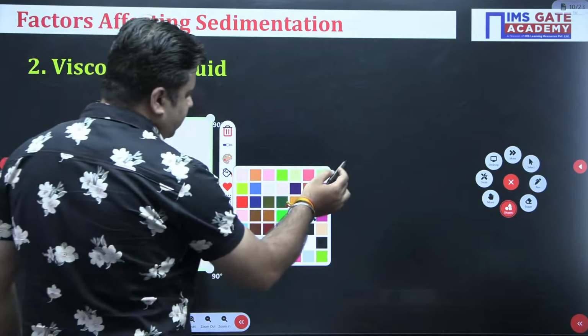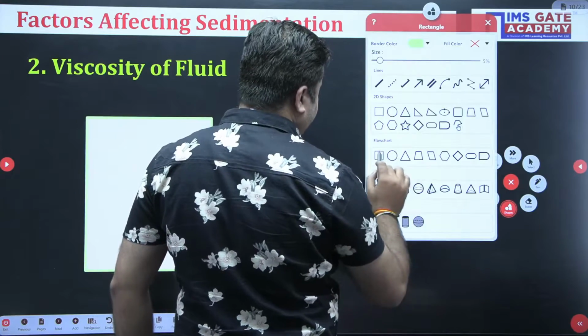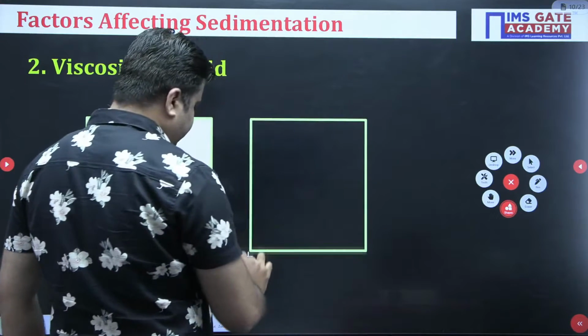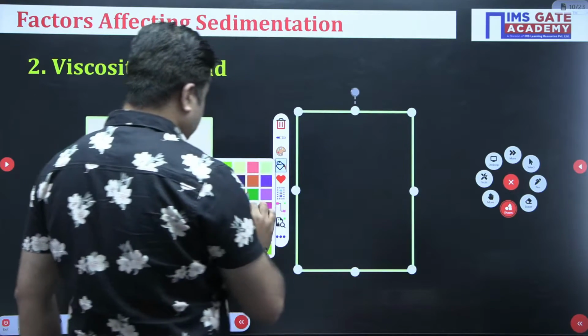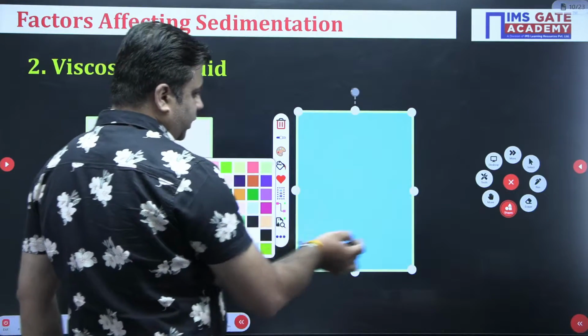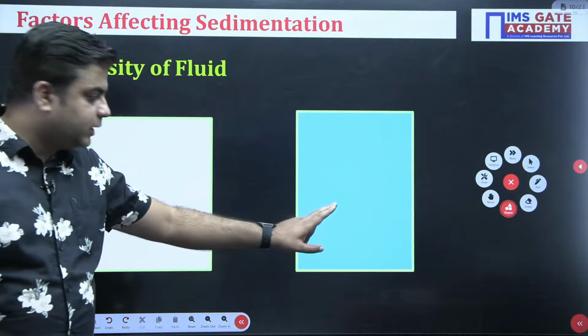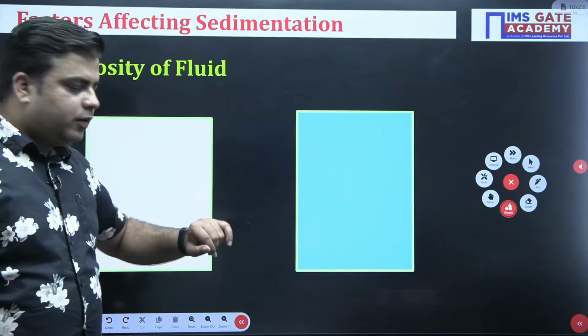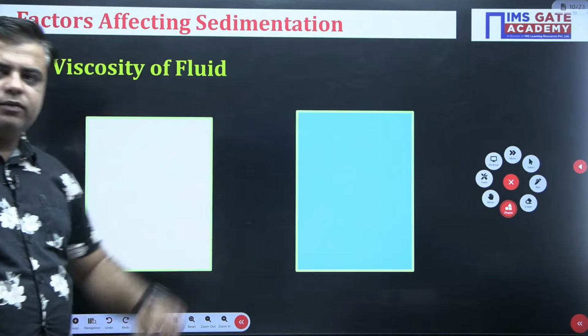This is your tank 1, right? It is filled up of honey. And then you have this tank 2 which is filled up of water. This tank is filled of honey and this tank is filled of water. Which fluid has more viscosity, honey or water?